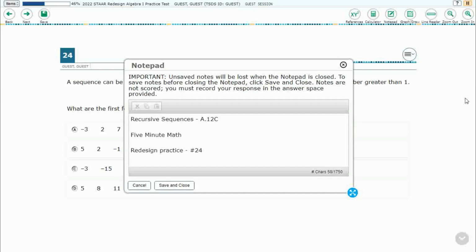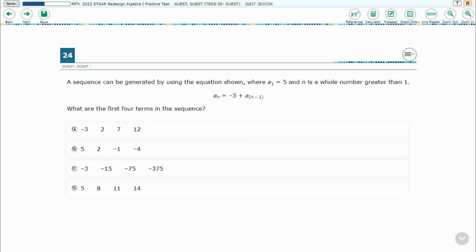Today we are looking at the Algebra 1 concept of recursive sequences. This is standard A.12C in the great state of Texas. We are using item number 24 off the Redesign Practice online STAAR test. If you haven't done so already, please go ahead and take a moment to pause the video, work this problem out on your own, unpause it, and we will look at our answers together.